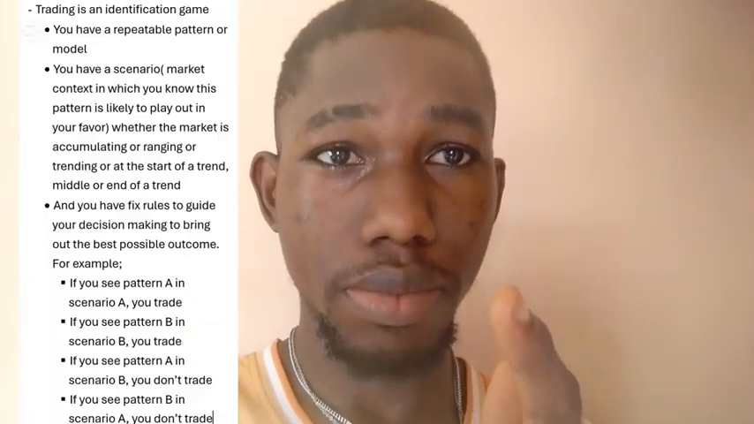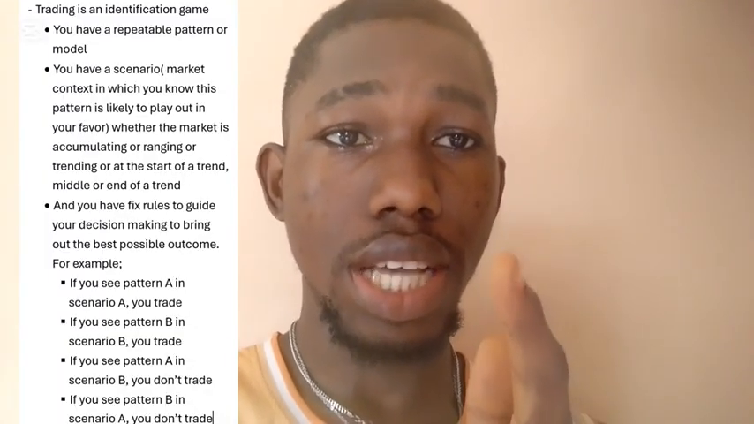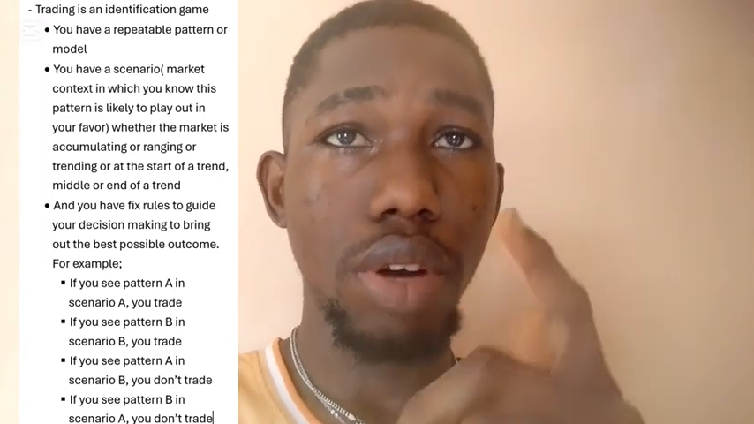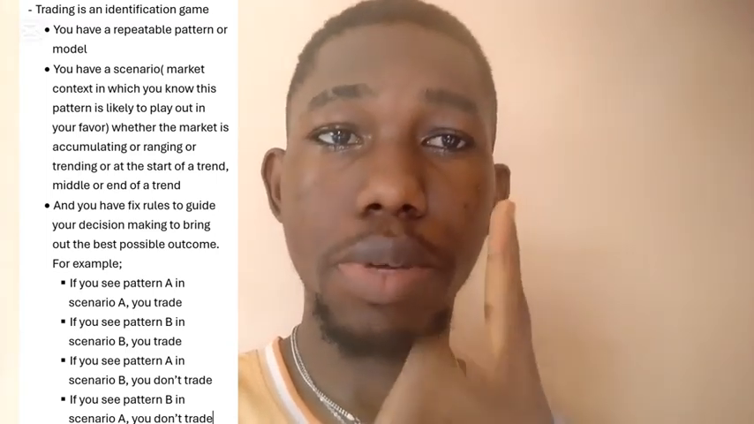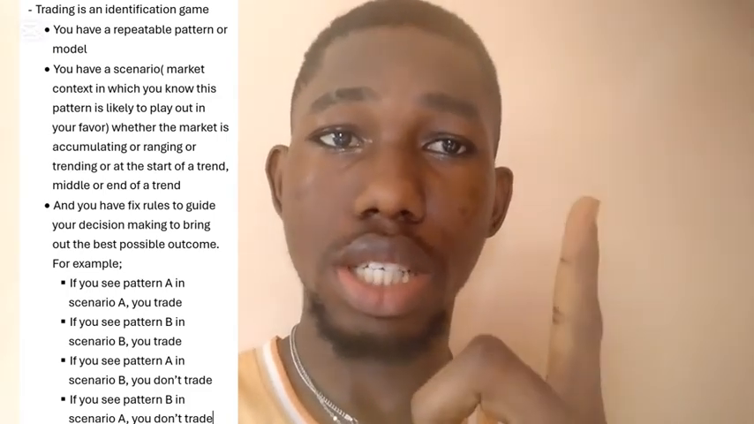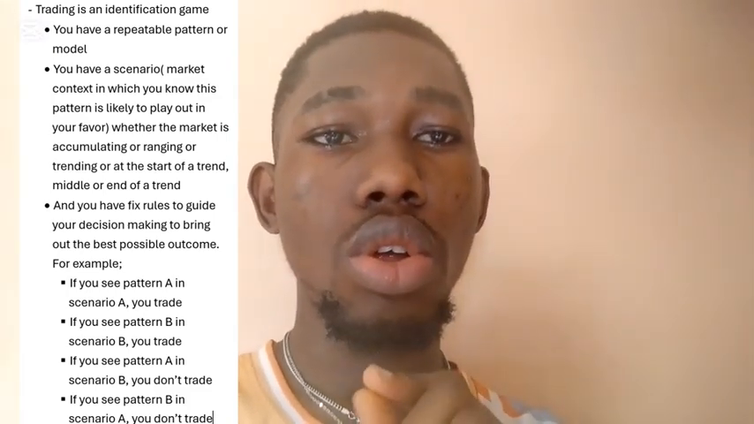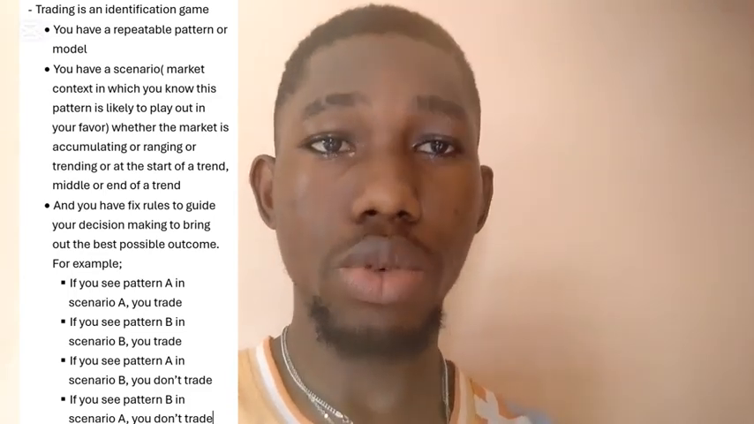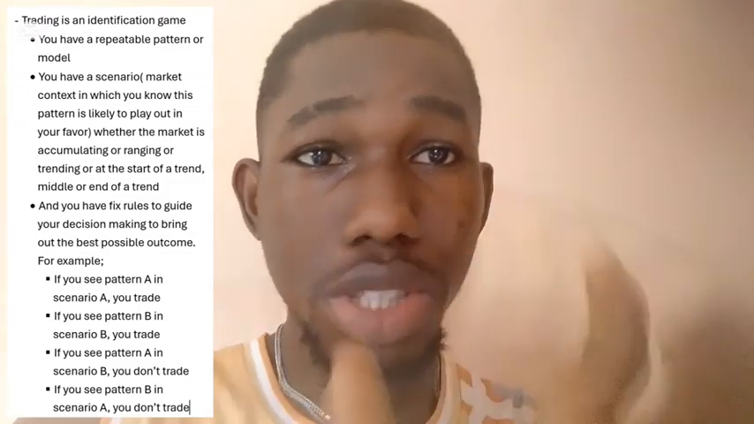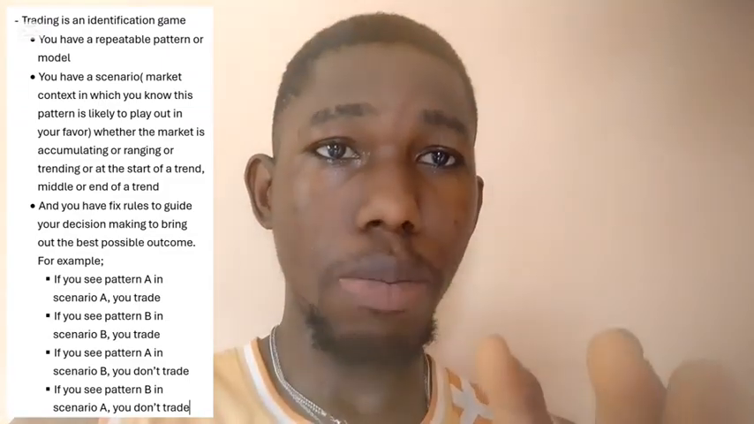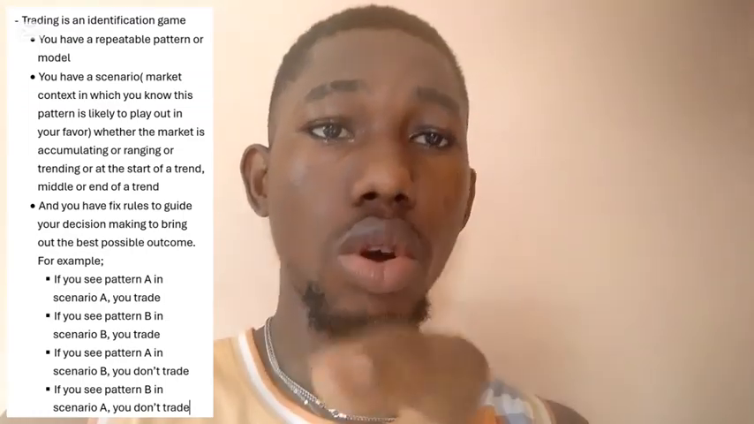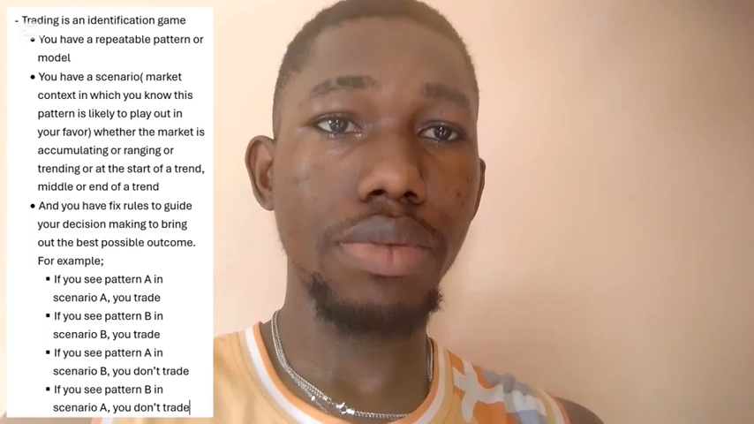Now, let me be clear. Trading is an identification game. Take note of what I said. Trading is an identification game. It involves you having, one, a repeatable pattern or model, that is your strategy. Two, it involves knowing the scenarios, I call it scenarios, knowing the scenarios in which that pattern will work. Market context, that is what I mean, the confluence around the market in which your pattern will work. That is what we call a scenario.